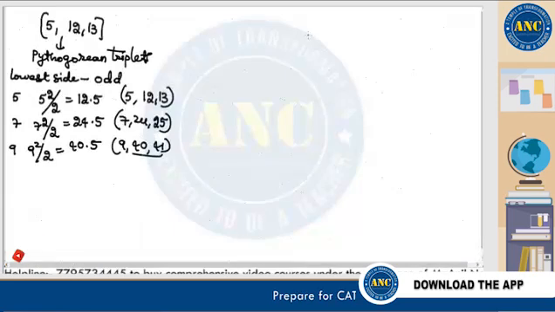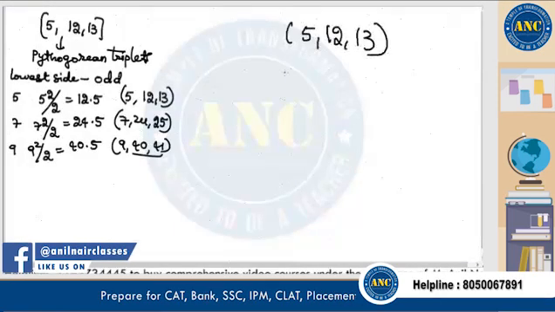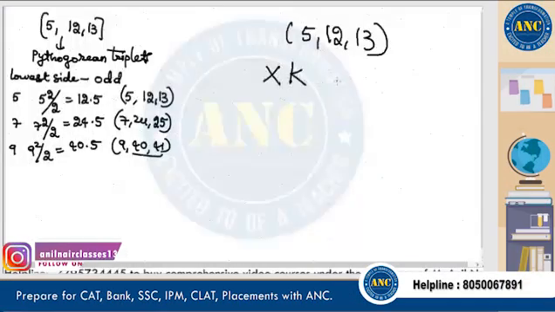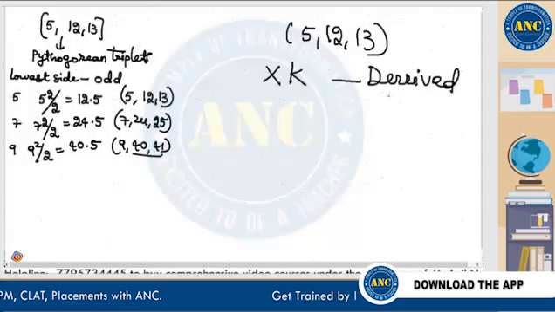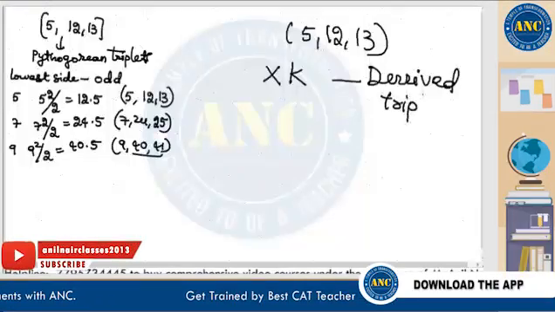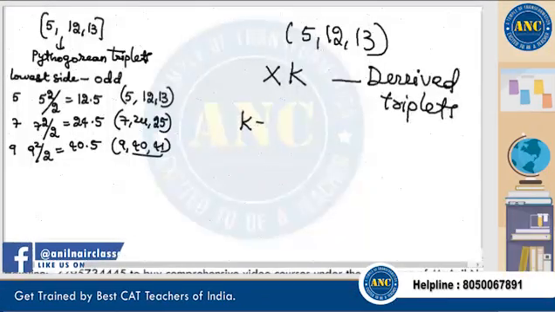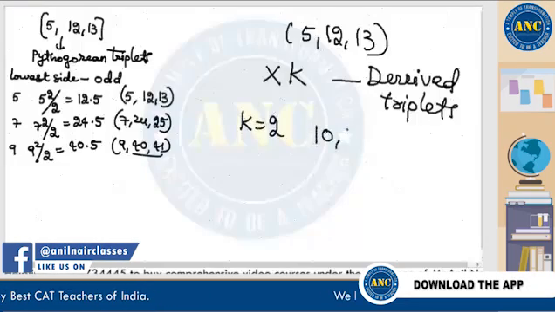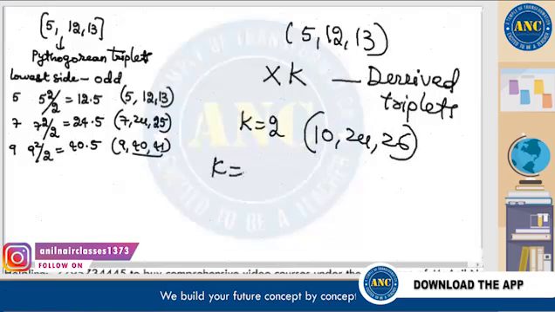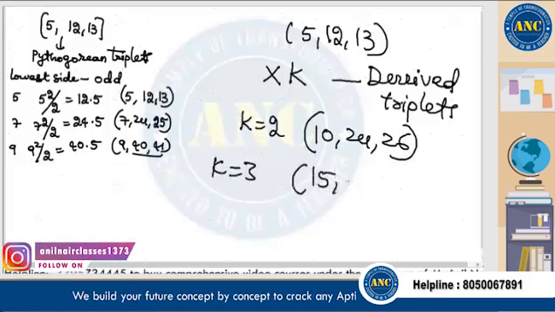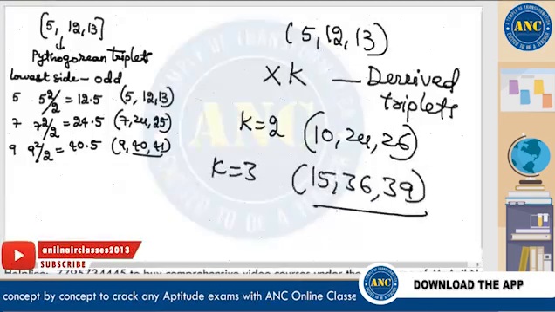So once you get 5, 12, 13, you multiply with any k, you will get all derived triplets. Everything else is a derived triplet of 5, 12, 13. Basic triplet means A, B, C should be co-prime. If k is 2, you get the triplet 10, 24, 26. If k is 3, you get the triplet 15, 36, 39. I hope it is clear, right?